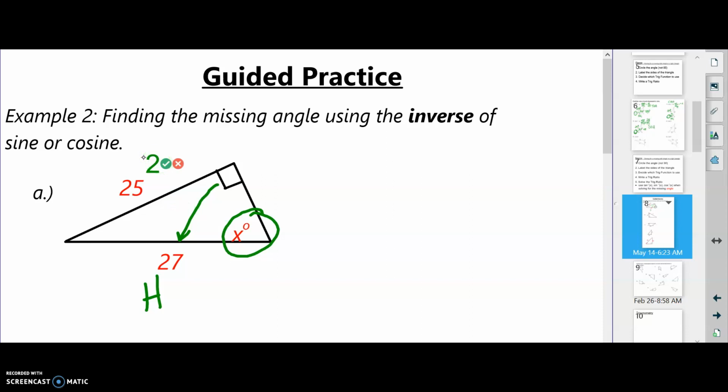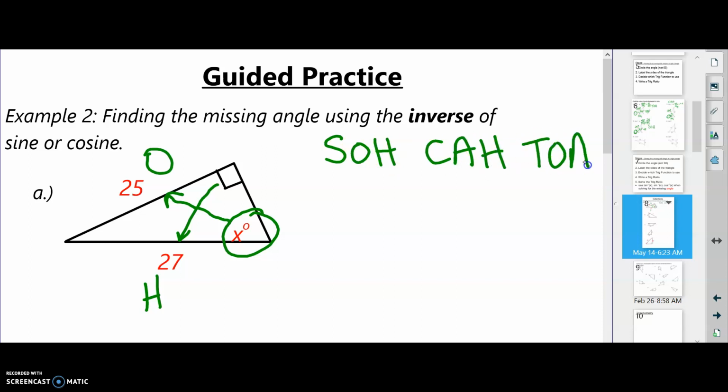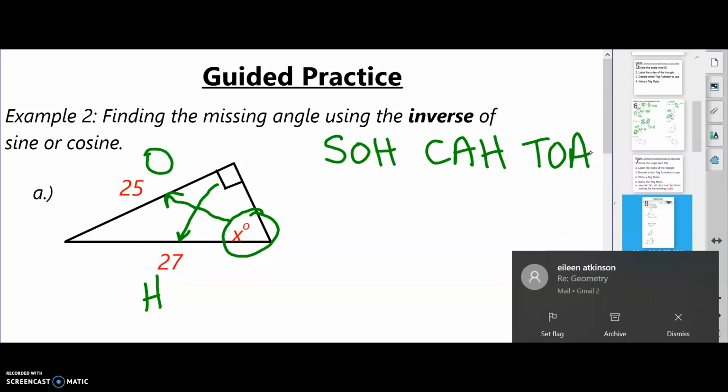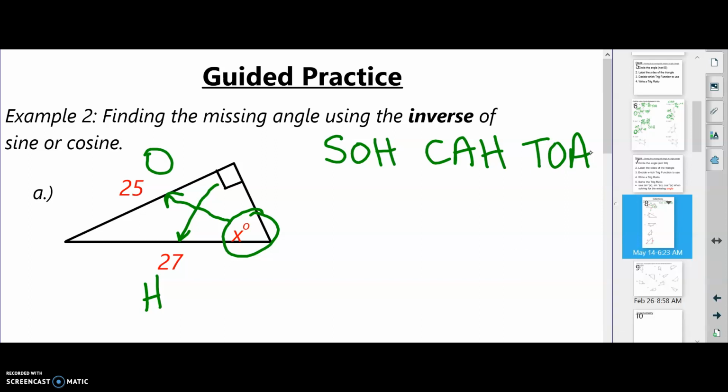Now I'm on to the step where I decide which trig function to use. I have the opposite and the hypotenuse. If you have a note sheet going, I would write down SOH CAH TOA at the top of my sheet, or have it on a little post-it note and just have it with you all the time. So which one has an O and an H in it? TOA has an O and an A, but we wanted an O and an H, so that means we're going to use sine.